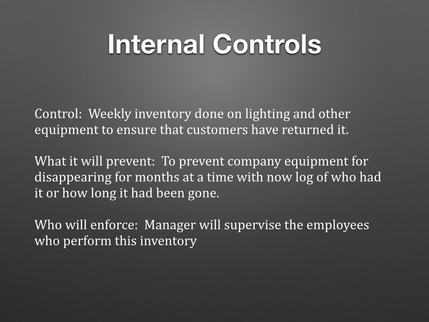The fourth internal control that I recommend is to perform weekly inventory on lighting and other equipment to ensure that customers have returned it. This will prevent company equipment from disappearing for months at a time with no log of who had it or how long it has been gone. The manager will supervise the employees who perform this inventory.